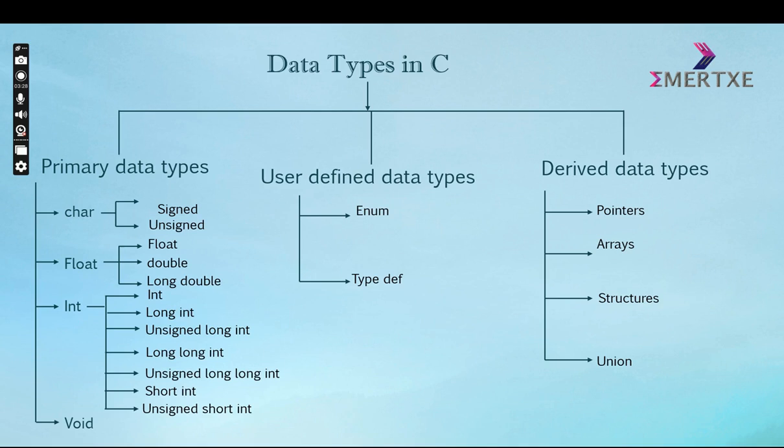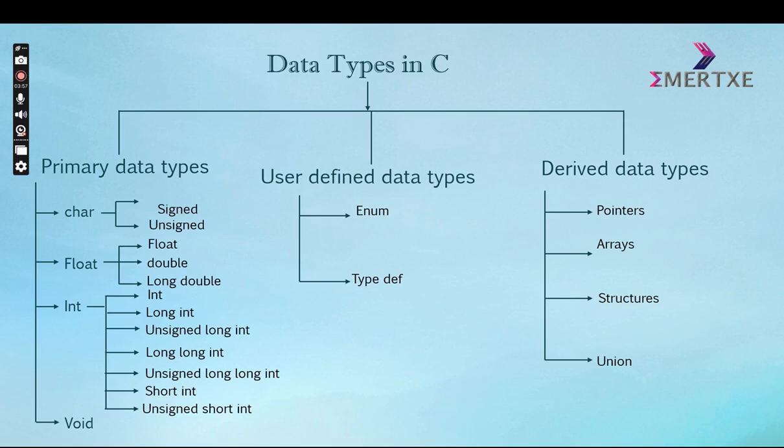Then next slide is data types in C. The data types are divided into three types: primary data types, user defined data types, and derived data types. The primary data types are divided into four types. First one is character. Character is used to store characters. It can be signed character or unsigned character.